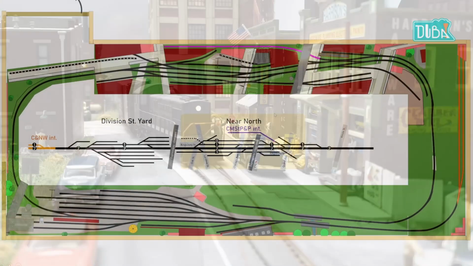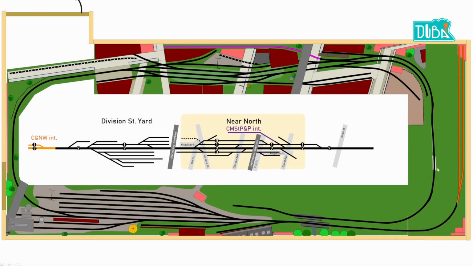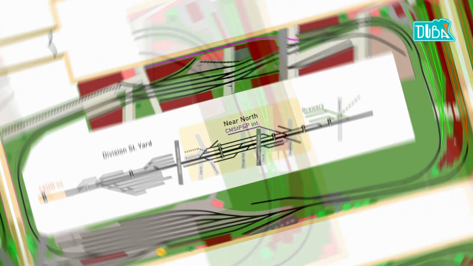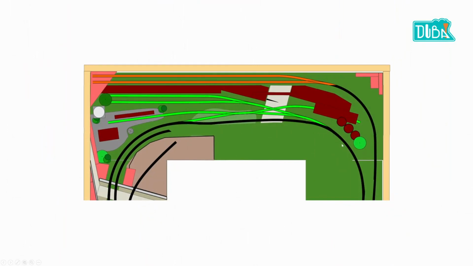Moving along, let's extend this track 2 a bit further down, all the way to the layout edge to here. You can see it in the schematic as well. And then first, we're going to add this brewery. This is the largest industry on the layout and a separate job, a separate run as such. Let me just rotate the view a bit. So here we can see it a bit better.